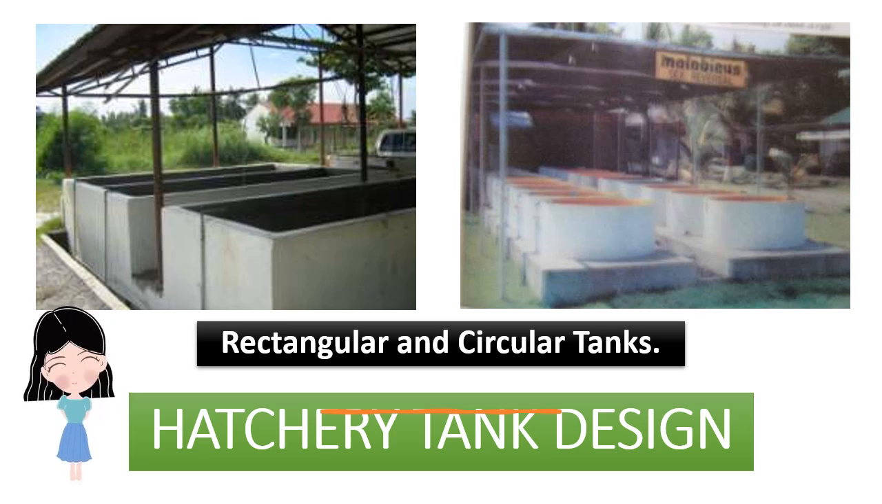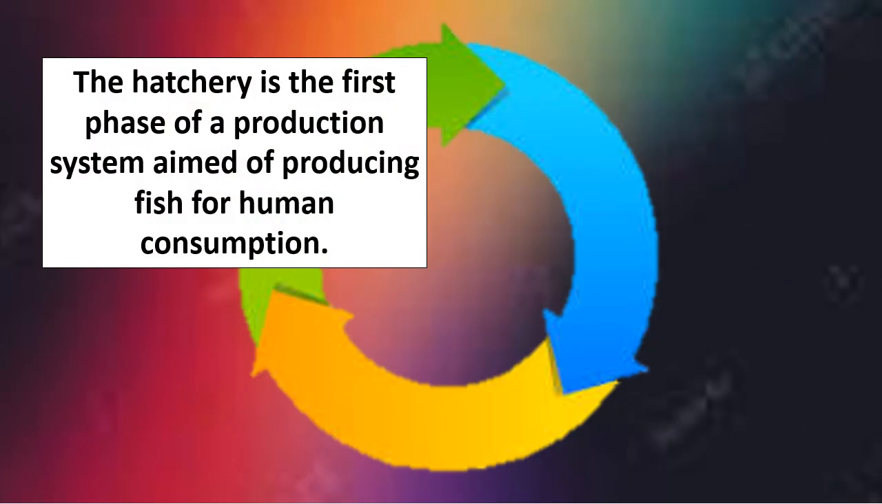A hatchery is a place for the production of fish eggs, larvae, and/or fish fry. In practical terms, a hatchery is a building that houses tanks and equipment for egg cultivation and rearing of larvae. It is an artificial life support system for fish taken out of its natural habitat. The hatchery is the first phase of the production system aimed at producing fish for human consumption. This is the stage of collecting and incubating the eggs until they hatch into larvae.